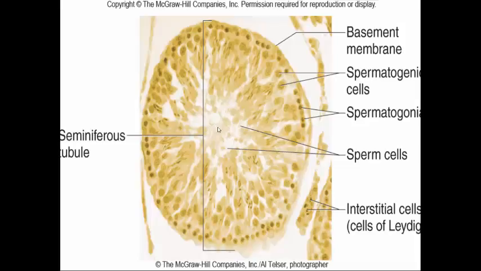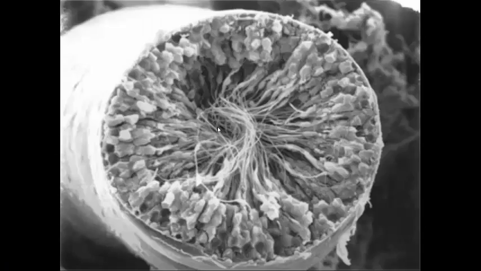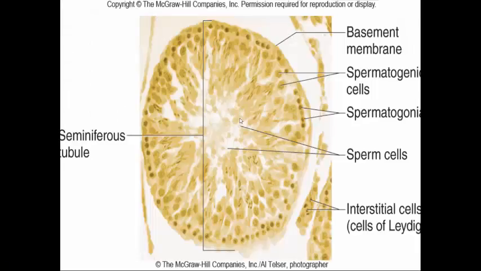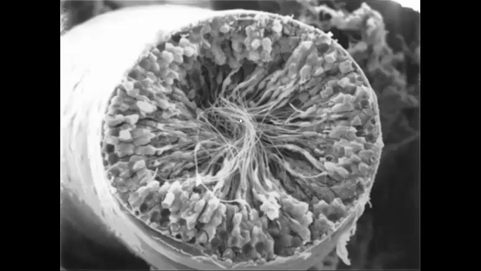Now, an even closer up view of that is this. Again, this is a real electron image of a seminiferous tubules. And you can see the tangled tails of all the sperm cells toward the middle here. So this is the same thing as this, but much greater detail.